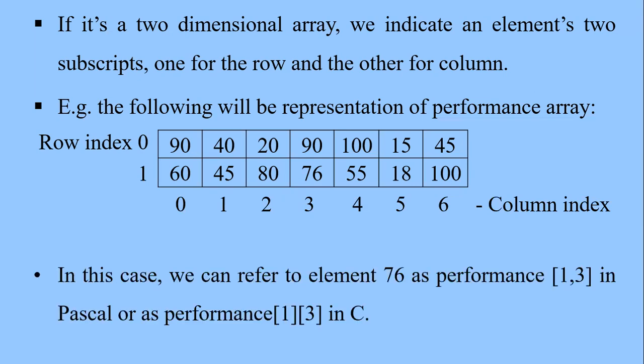In this case, we can refer to element 76, for example, as array name performance, subscript 1 for the row, column subscript 3. So 1 and 3 represent the subscripts or indices. We are referring to the content of subscript 1 for the row and 3 for the column, being 76. That is in Pascal, while in C we do the same, but we enclose each subscript in square brackets.